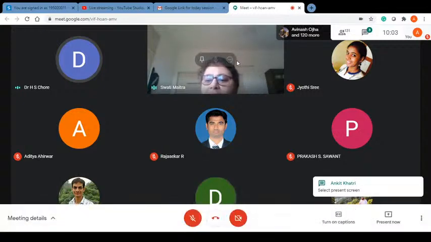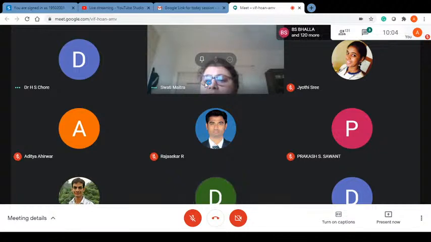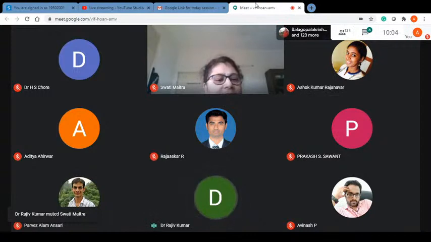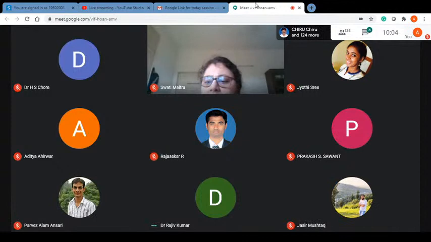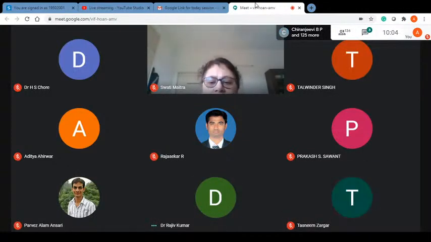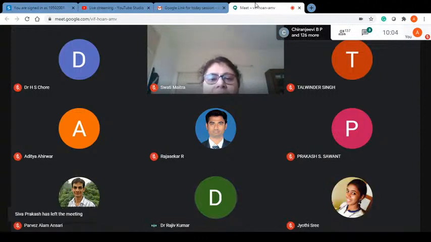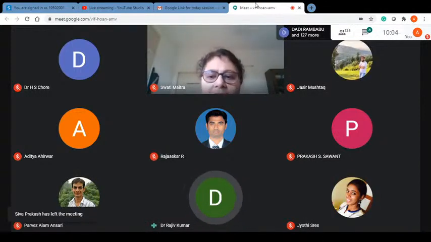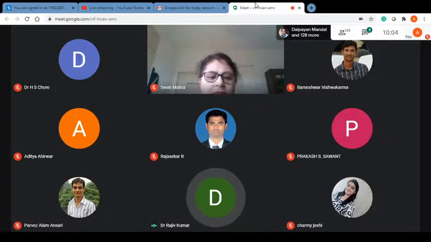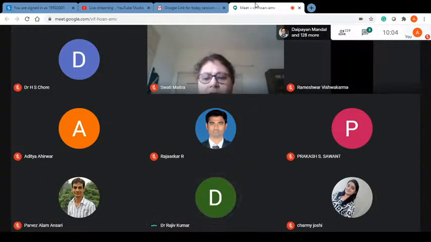Screen share. Present now, yes. Then full screen. Yes, your entire screen. Then you click on that screen. Then you have to share it. Then your entire screen. Then you will see your screen. Then you click on that screen. Then the share option will activate.